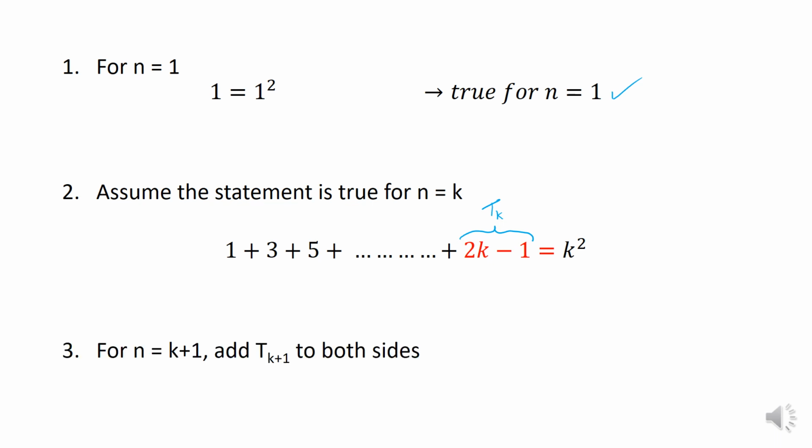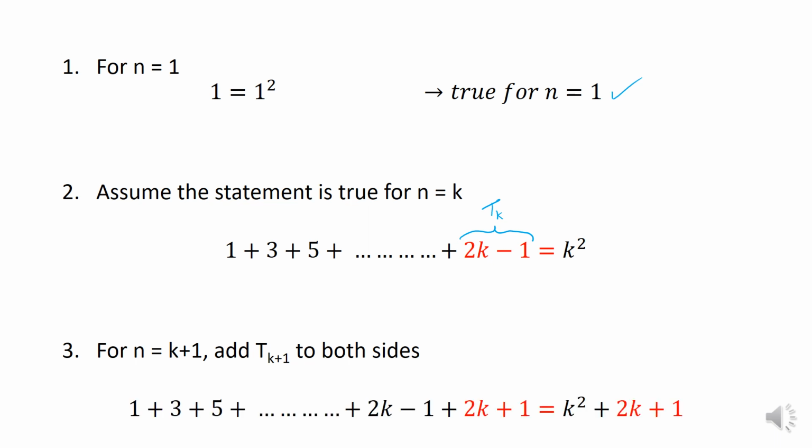And now for the n equals k plus 1, we will add the k plus 1 term to both sides. And here you see that. Here you've added your tk plus 1, and we've added it here also. So this is what we're going to work with on the next slide to make it look like it should.